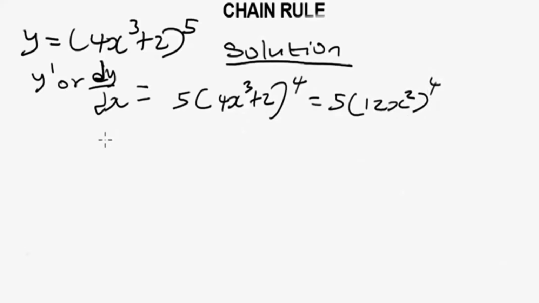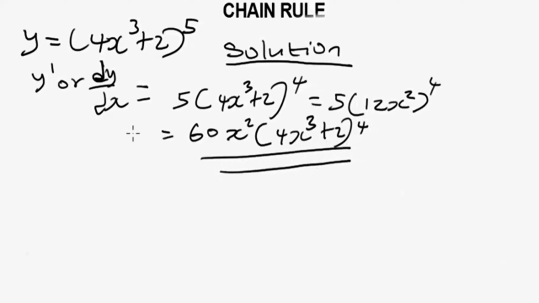So now your final answer will be 5 times the derivative, that's 12x squared. We're going to have 5 times 12x, so we're going to have 60x squared. So for your final answer, in brackets, bring back the original value in the brackets, which is 4x cubed plus 2, raised to power 4. So this is the derivative of the function, dy over dx. So that's the pattern or idea behind the chain rule, function of function. This is how you solve it.